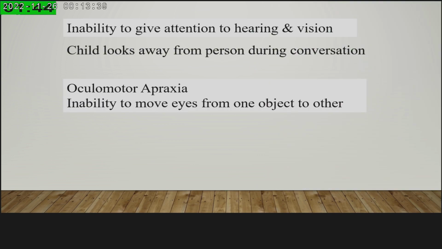These children will look away from you when you are talking to them because they cannot process hearing and vision together. And some of them cannot shift their eyes from one object to another, and they turn their heads instead. That is called the oculomotor apraxia.